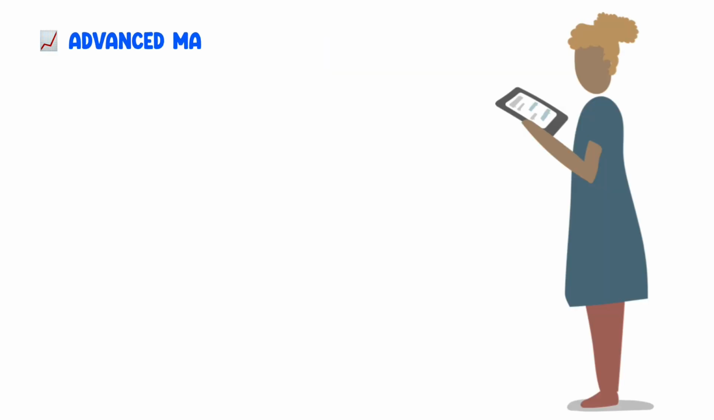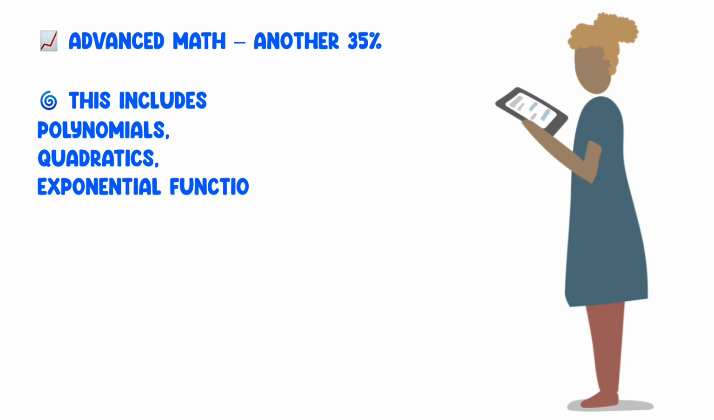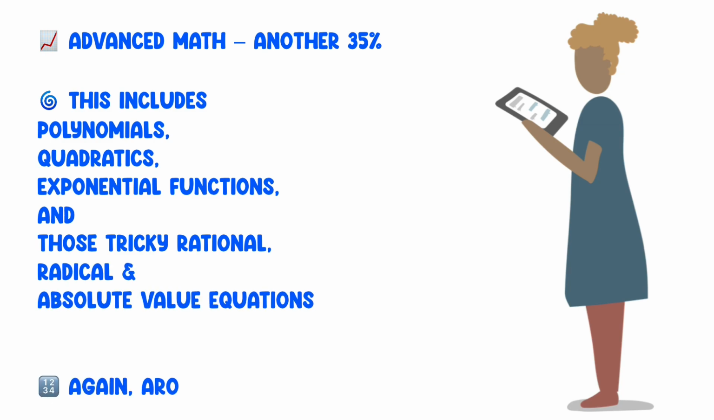Advanced Math is another 35% of the test. This includes polynomials, quadratics, exponential functions, and those tricky rational, radical, and absolute value equations. Again, around 13 to 15 questions we can expect from this topic.